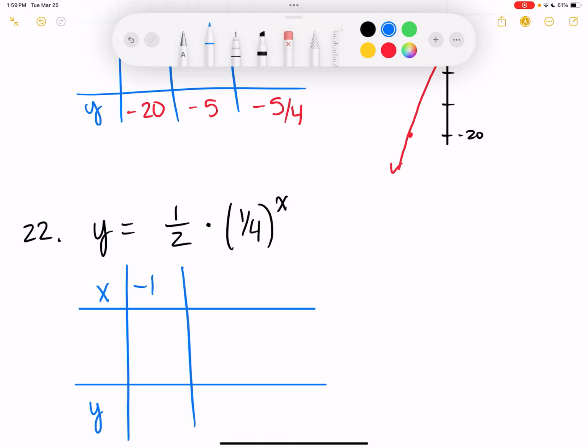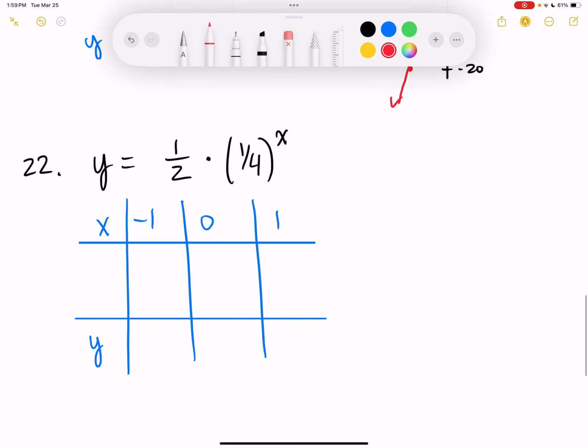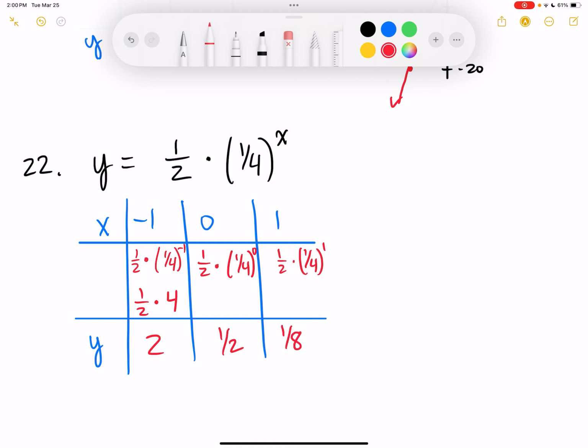-1, 0, and 1. So I've got 1/2 times 1/4 raised to the -1, which we've said multiple times now would be 4. So this would be 1/2 times 4, which is 2. Then I've got 1/2 times 1/4 raised to the 0, which would give me 1/2. And then I've got 1/2 times 1/4 raised to the 1, which would give me what? 1/8.